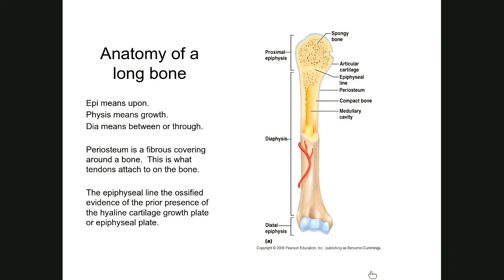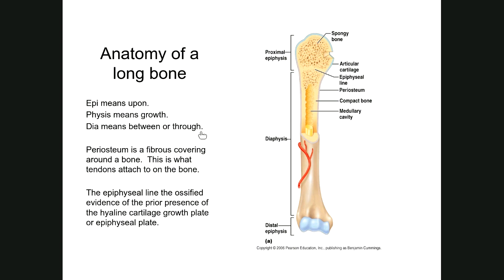Anatomy of a long bone. Now on your notes, I have some terms, but let's look at the terms over here. Epi means upon. Epi, upon. Physis, the word physis means growth. And dia means between or through.